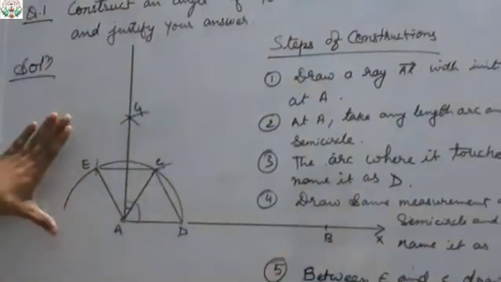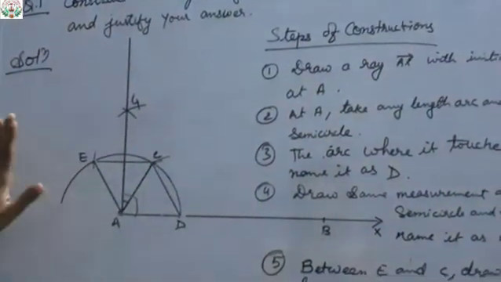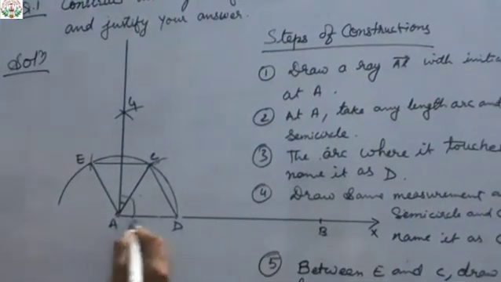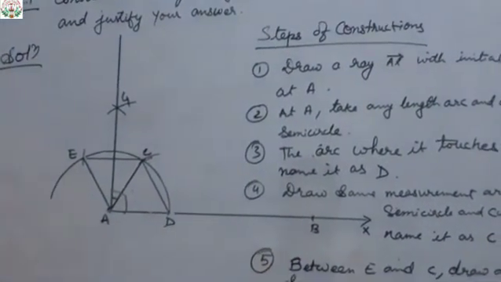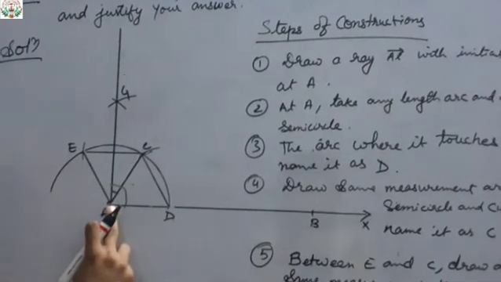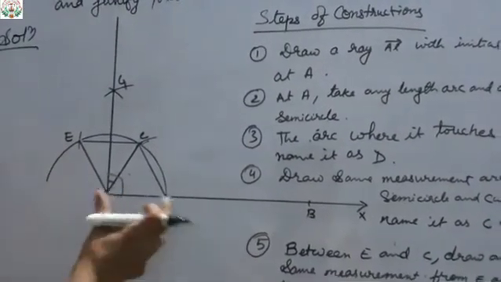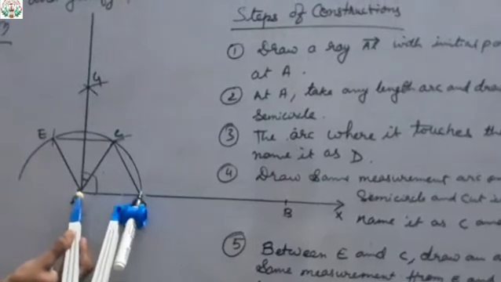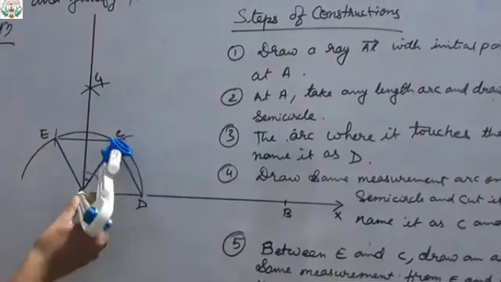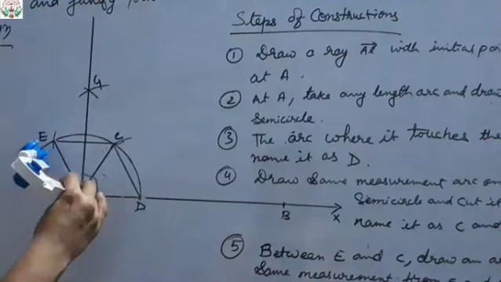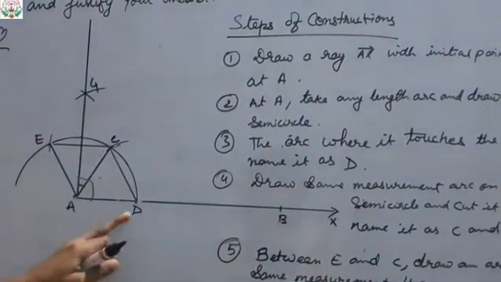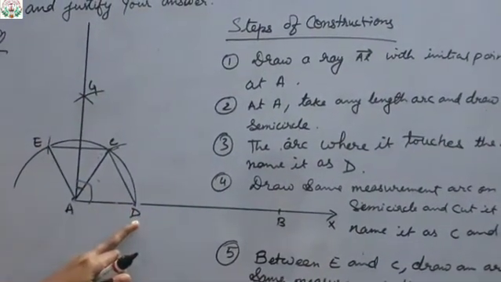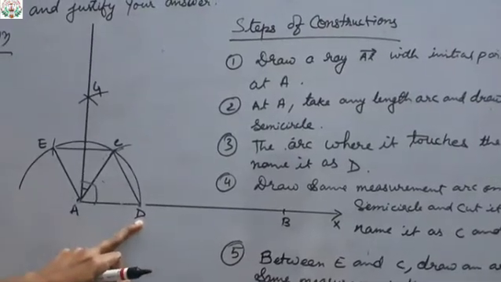Clear? Understood? So first you have to write the construction part. Again I am telling how this construction is done. First take a ray AX and mark the initial point as A. At A keep the rounder at any measurement arc and draw an arc likewise. Where it touches the ray, name it as D.